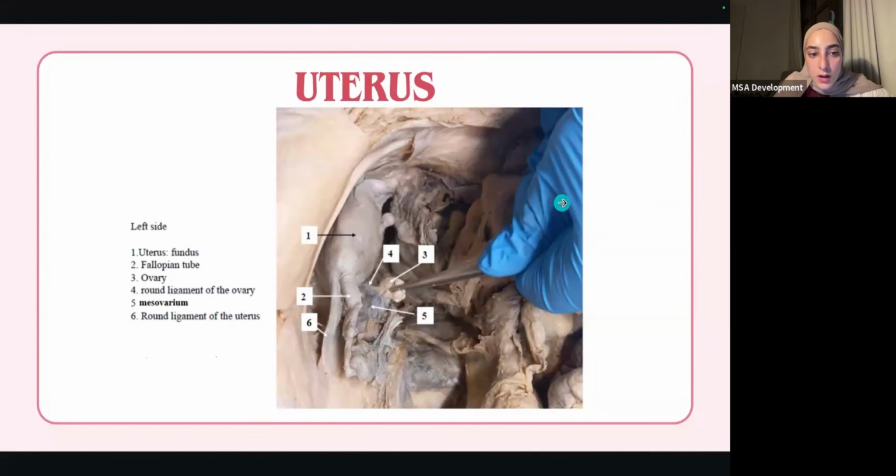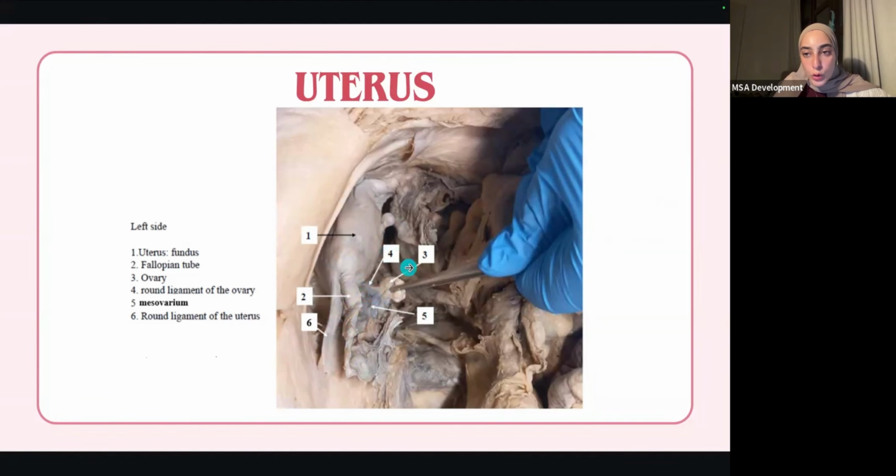This is the uterus. You have the uterus here, and then number two is the fallopian tube. As you can see, it's leaving the uterus, and it's kind of thick. It's not a ligament because a ligament would be smaller. This is the fallopian tube, and then this is the round ligament. Look how tiny it is. It goes to the labia majora.